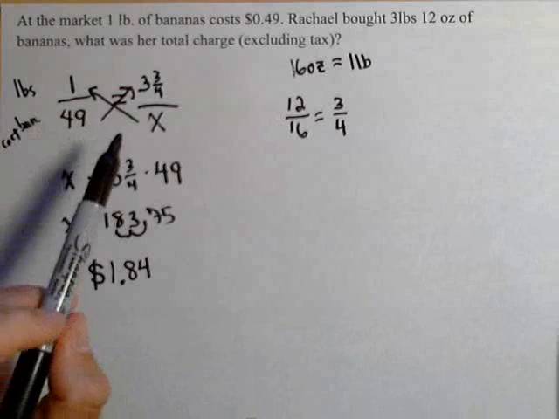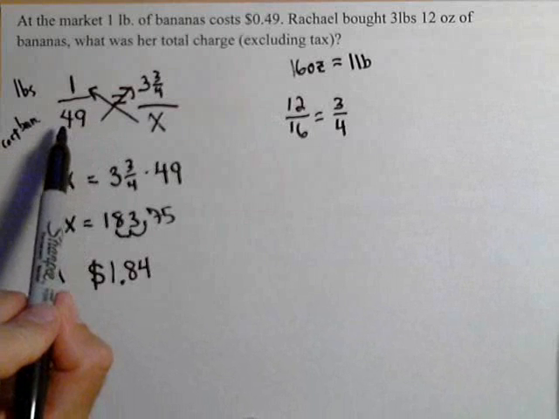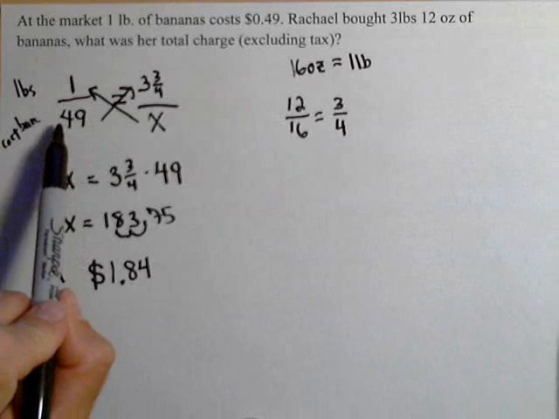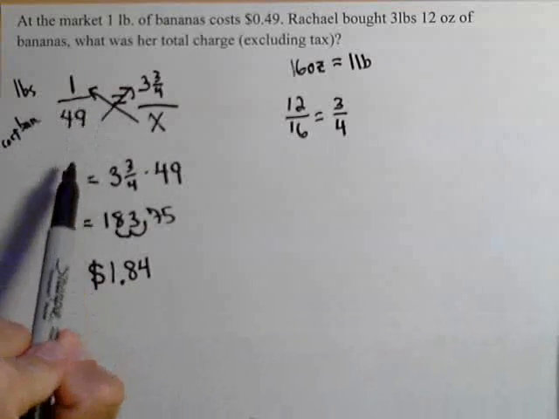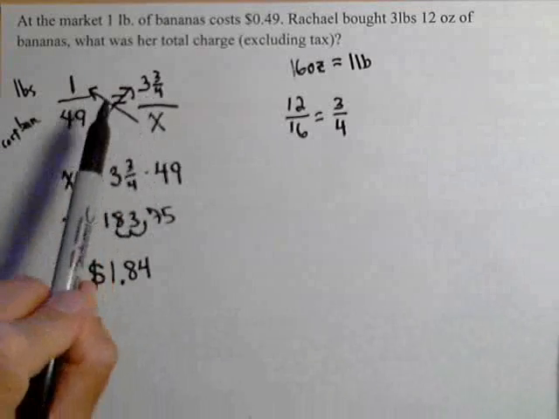The big thing in setting up a proportional reasoning problem is to make sure you have the like types either horizontally across or vertically up and down, never diagonally.